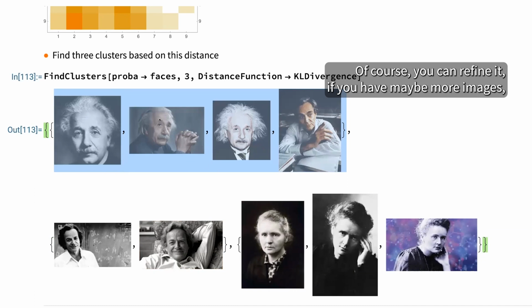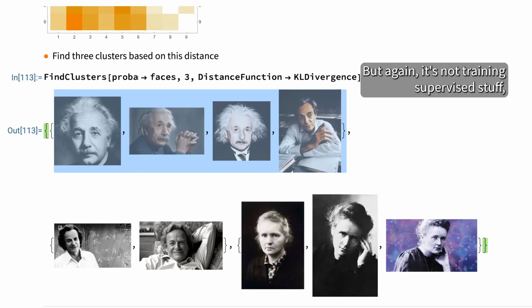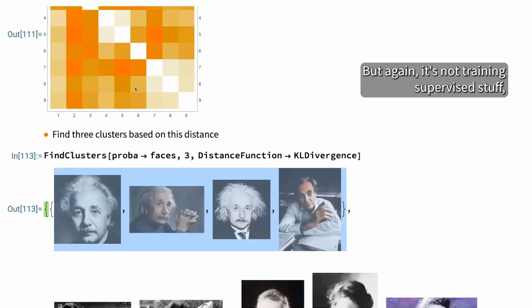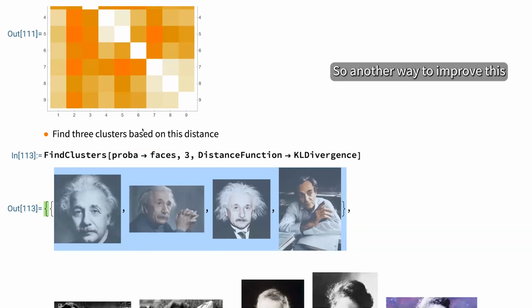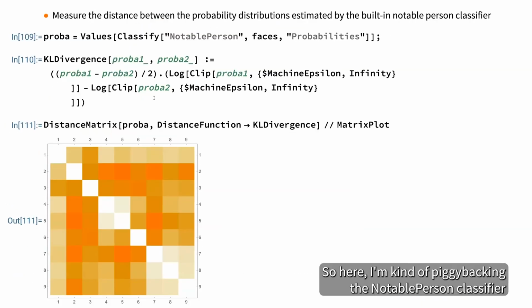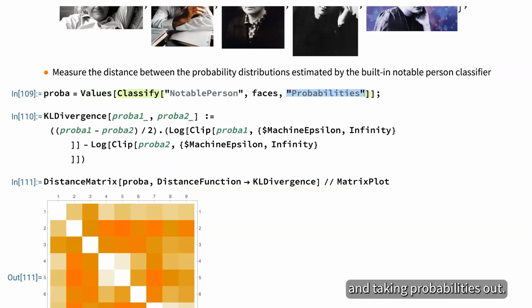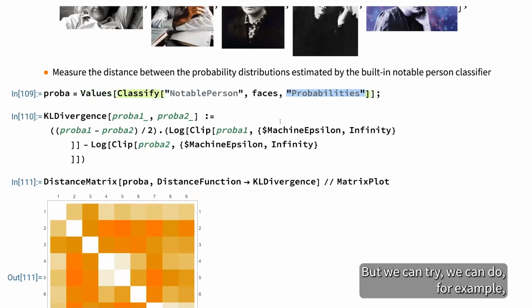Of course, you can refine it if you have maybe more images. It will find better cluster boundaries. But again, this is not supervised training. It's just trying to find similarities. Another way to improve this would be to have a better feature extractor. So here I'm piggybacking on the notable person classifier and taking probabilities out. But we can try something else.